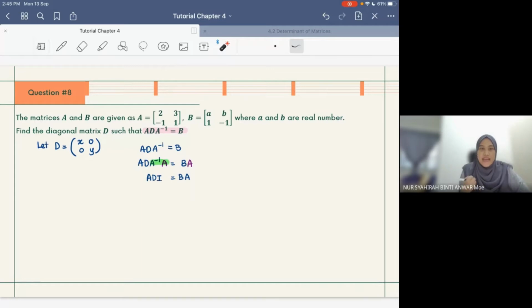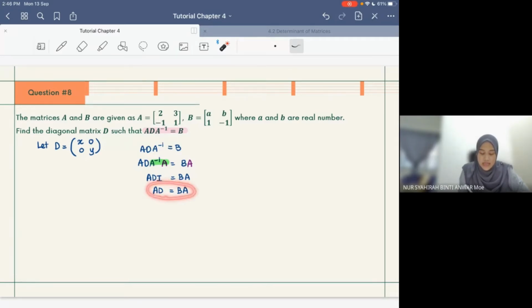I darabkan dengan any matrix, dia akan jadi matrix tu balik semula lah. Sebab I ni satu kan. So dia akan tinggal AD sama dengan BA. Perlu tak nak jadikan D sebagai subjek? Tak perlu dah sebenarnya sebab kita nak elakkan guna inverse. So biarkan macam ini sahaja.